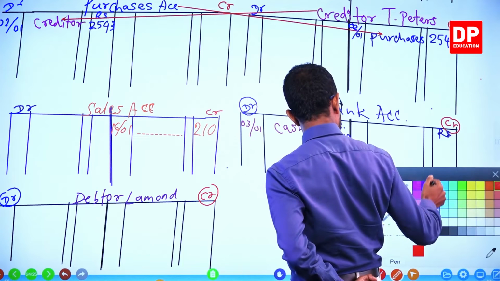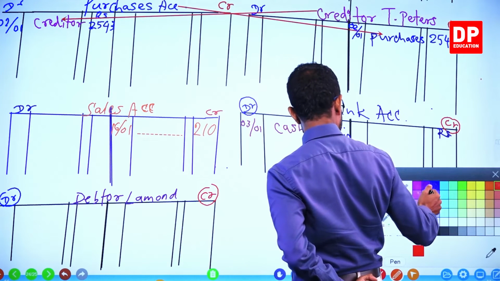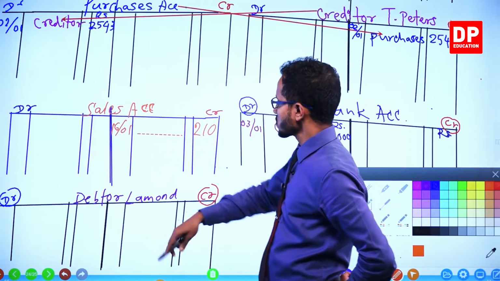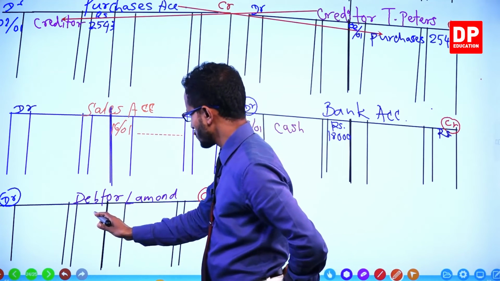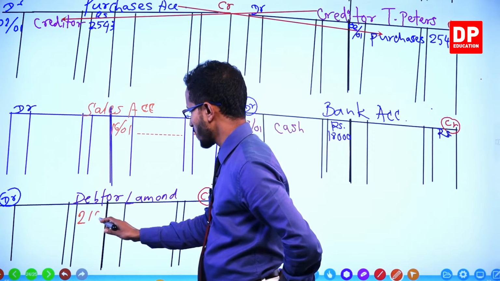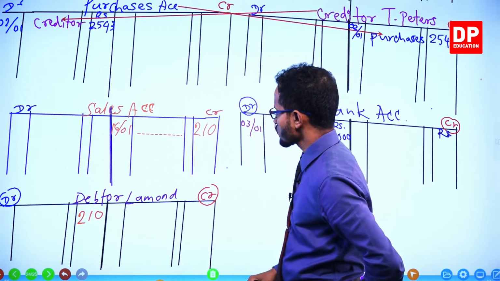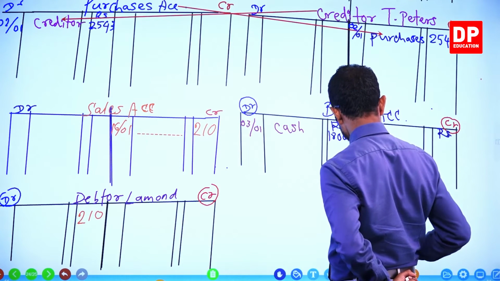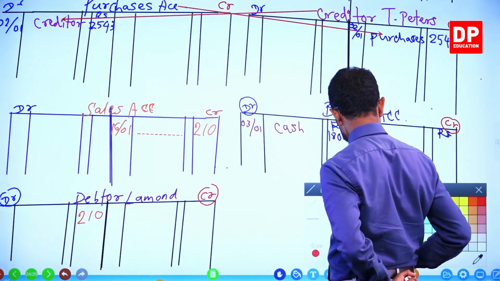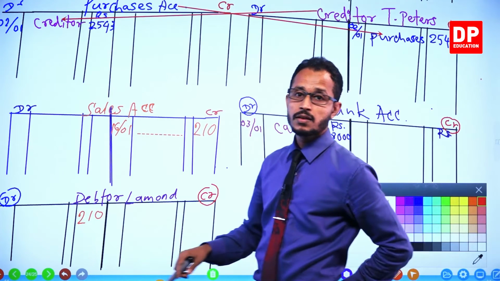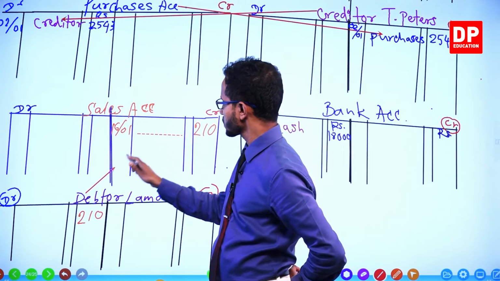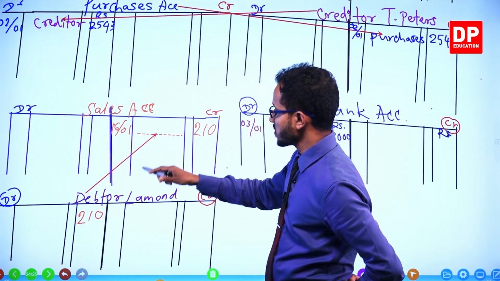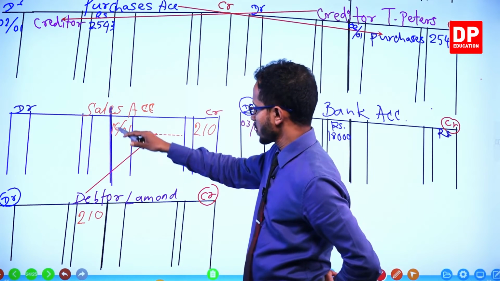Alright children, we are done with this now. Sales account was credited and debtors account should be debited. 210. Now we know what should be the description. What should be the description? This name goes here. And this name comes here.